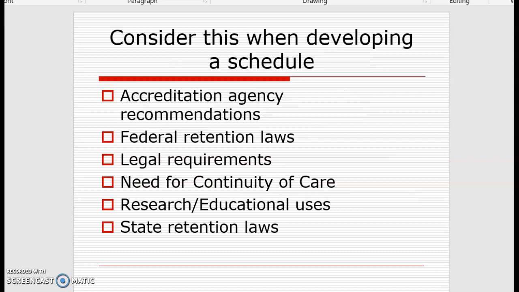So when a facility starts developing a schedule, they need to look at accreditation agency recommendations. So if they're accredited by the Joint Commission, or if they're an ambulatory facility or a doctor's office, do they have an accreditation? What are the federal retention laws? What are the legal requirements? They don't want to get, again, subpoenaed to court and not have those records available. The need for continuity of care, and then research, educational uses, and then what are the state retention laws?